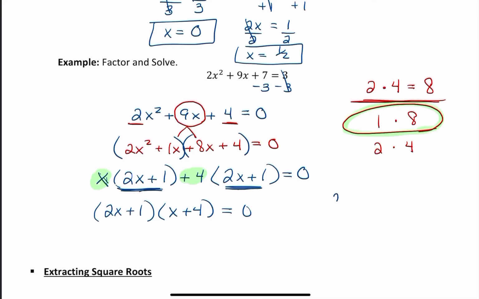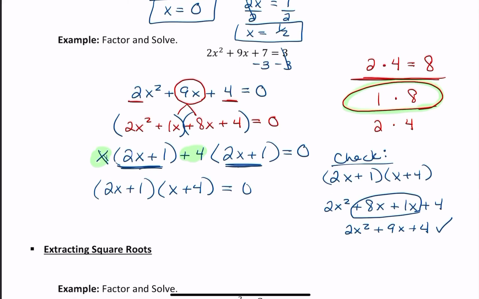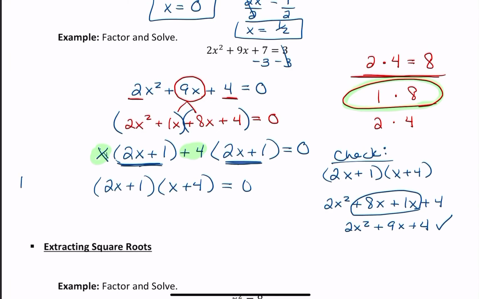So if you check that by foiling, you're going to have first is going to give me the 2x squared. Outside will give me 8x. Inside will give me 1x. And last will give me 4. And the middle two terms will combine together to give you 9x plus 4. So that's my original equation. So that's factored form. Those are my linear factors.